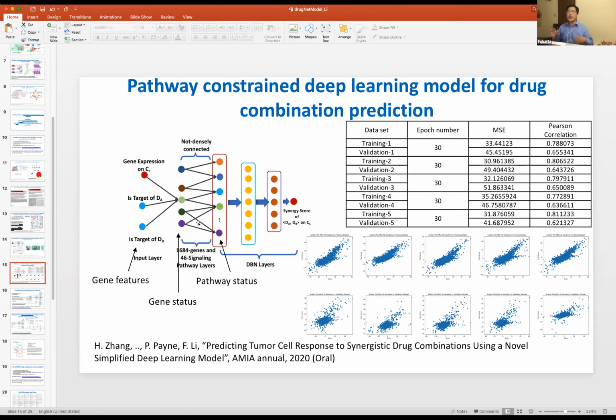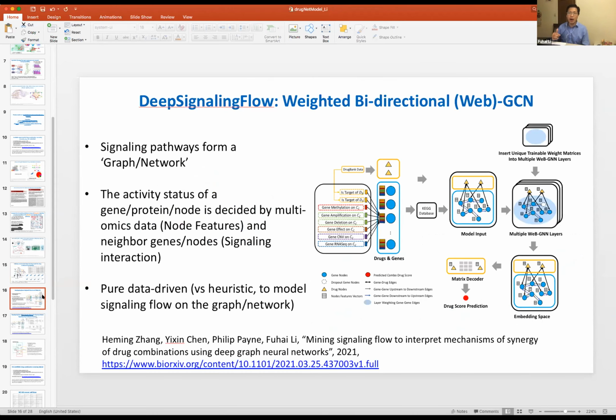However, it's still a challenge that many genes, for example KRAS, may be involved in multiple signaling pathways. It's hard to say whether it's because their signaling pathway is important or because their target is important. So we improved our model again using pure network analysis. The good thing is that signaling pathways are naturally a graph, right? Of course, you can use a graph network.